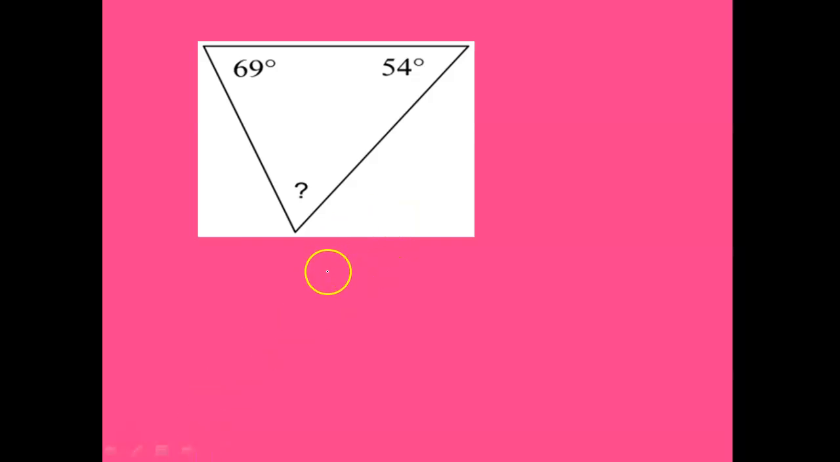On this first one, again, pause, solve on your own, come back, check your answer. All right, we have to find the missing angle. Here, you're just going to subtract. I know that this angle, 69, plus 54, plus this missing angle equals 180 degrees. When you do the math, you should have gotten 180 minus 69 minus 54, 57 degrees. So this should be 57 degrees.